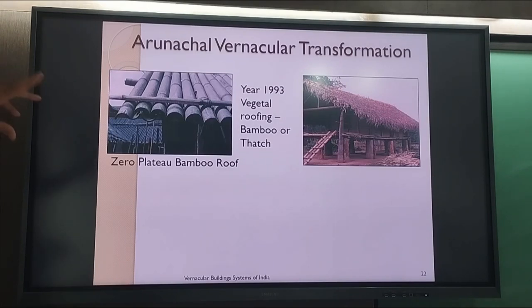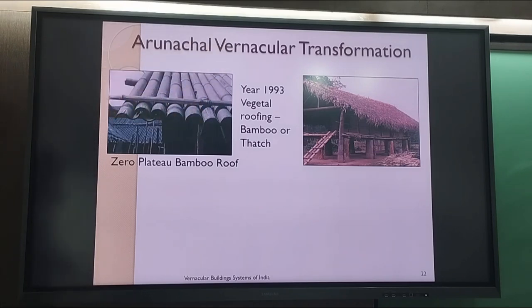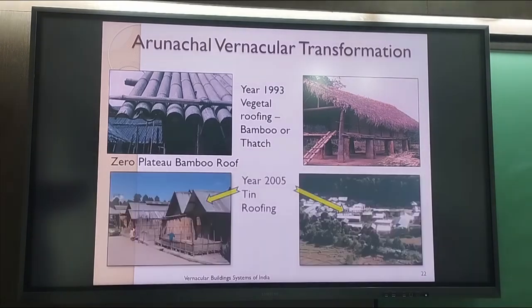I visited Arunachal in 1993 and most of the villages had thatch roof, which you see in the right side. There's a place called Zero Plateau. It's very well known in Arunachal. And that had bamboo roof like this. This is very similar to the country tiles. We have the potter-made country tiles. Same way, right? But now 2005, you see tin roof. The walls are still the same, but the roofs are changed.